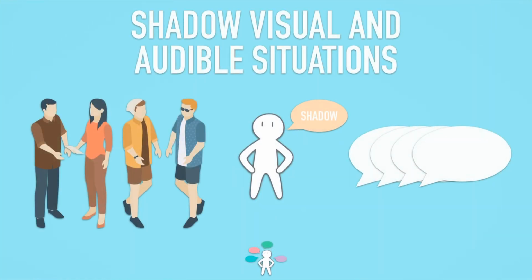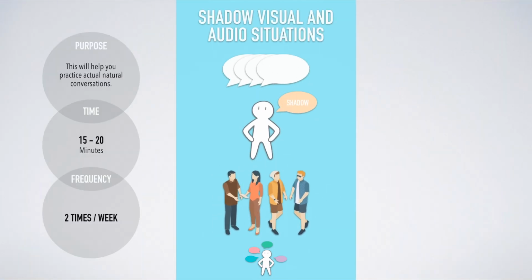All right, the next one was shadow. In other words, shadow visual and audible situations. Important, visual and audible situations. Let me explain it. All right, the purpose of this method is it will help you practice actual natural conversations. And my advice is to do this for about 15 to 20 minutes, okay? And you want to try this about 2 times a week.